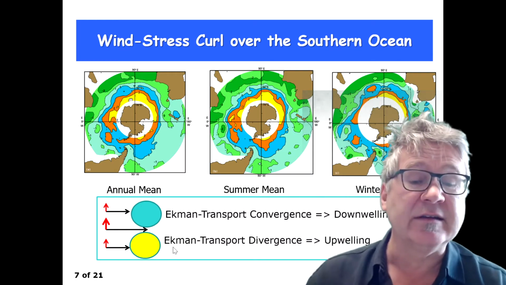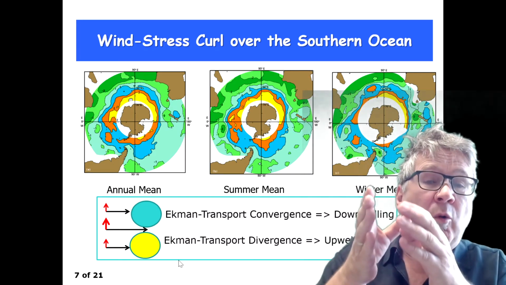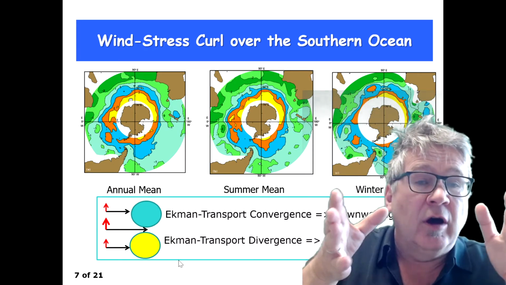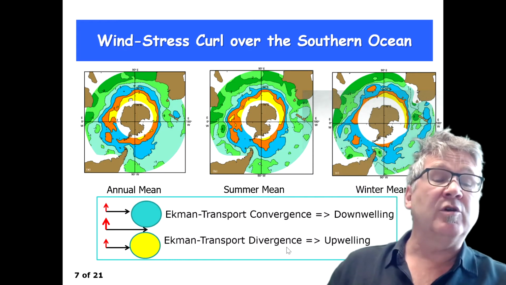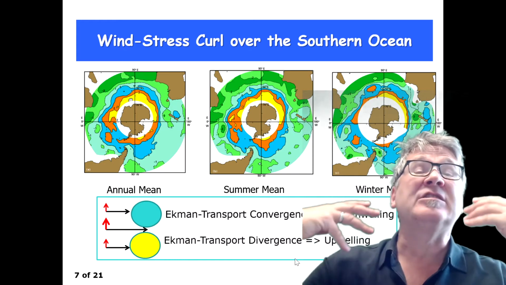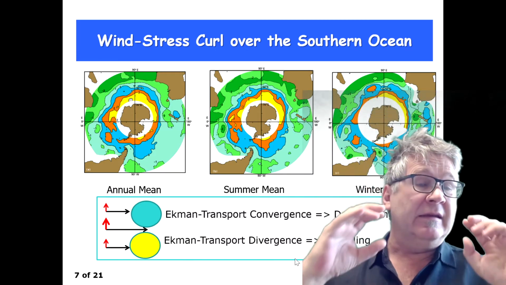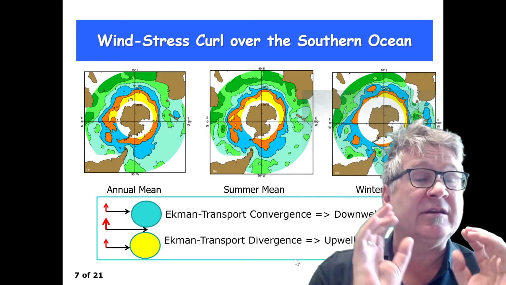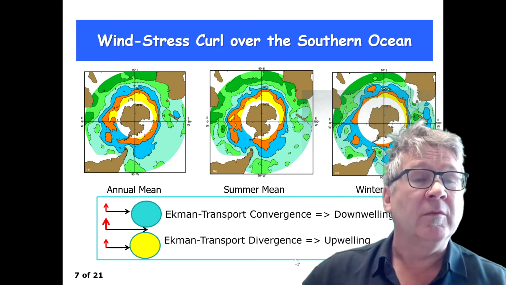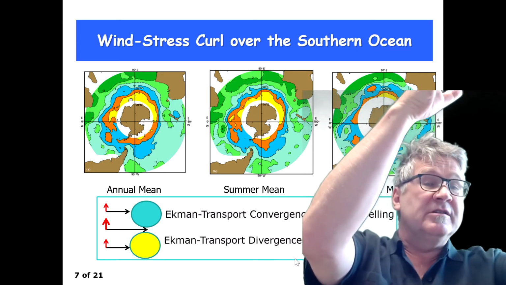Here on the other side, you get a divergence, meaning water is actually moving out of a control volume. This is called the divergence, and it leads to upwelling. And in these areas, the effect is so strong that you actually upwell water from more than 3,000 meters and bring it up to the surface.